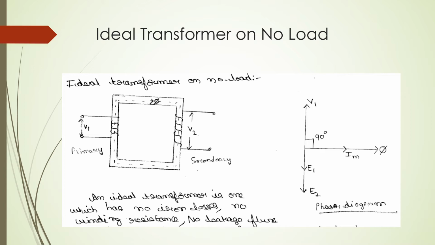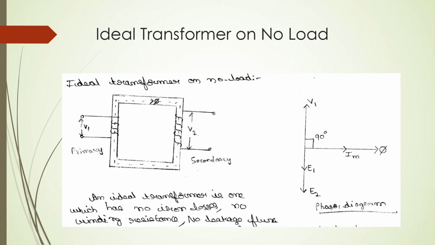An ideal transformer is one which has no iron losses, no winding resistance and no leakage flux. That is, the secondary will be open circuited, and under such a condition the primary is a coil of pure inductance. So when a sinusoidal voltage is applied across the primary, a current Im, which is the magnetizing current, flows through it and lags behind the voltage V1 by 90 degrees.